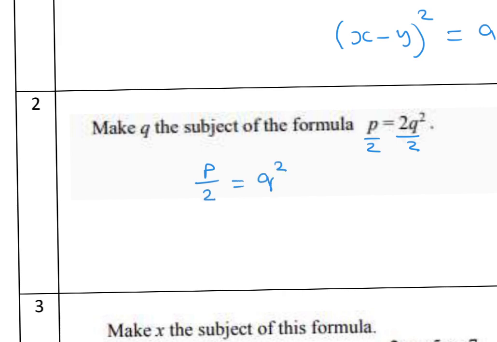So we take the square root of both sides. Now take square root for both. So q equals the square root of b over 2. Now q is the subject. Good job.